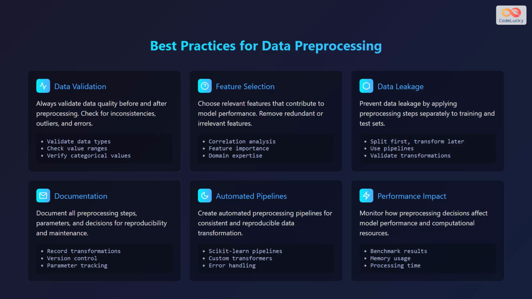Thirdly, data leakage. Prevent data leakage by applying preprocessing steps separately to training and test sets. Examples to prevent data leakage are split first, transform later, use pipelines, and validate transformations.